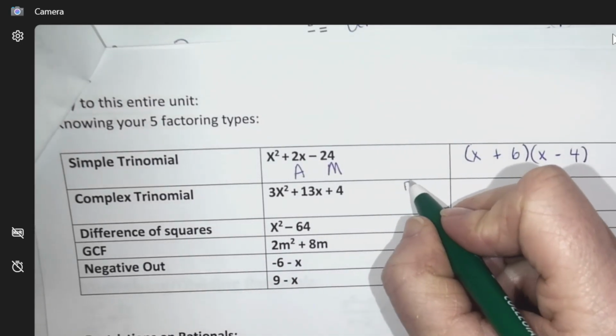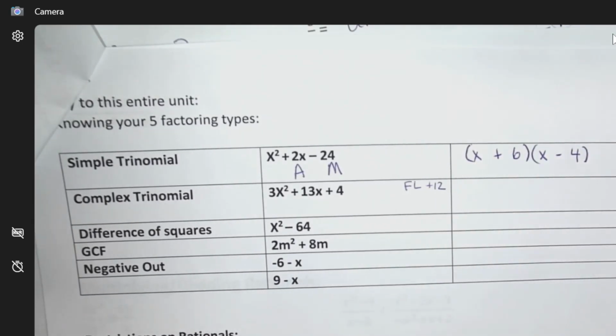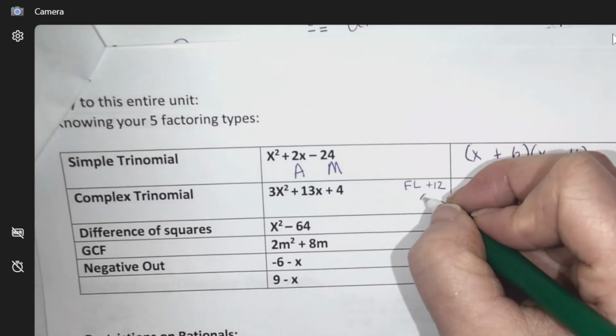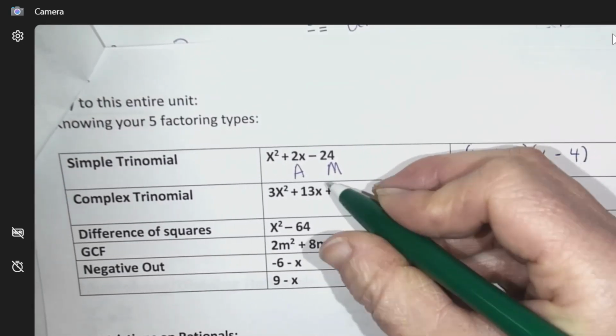Complex. So F times L is 12. Can you think of a set to multiply to 12 that would add up to 13? Positive 1 times positive 12 multiplies, adds.